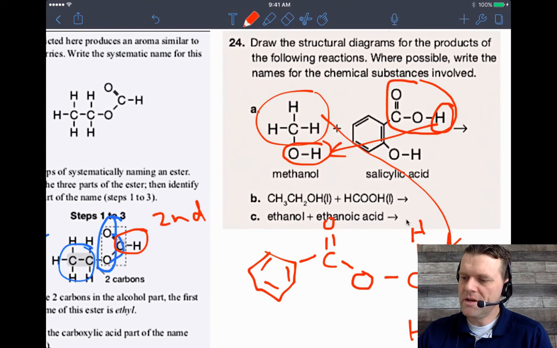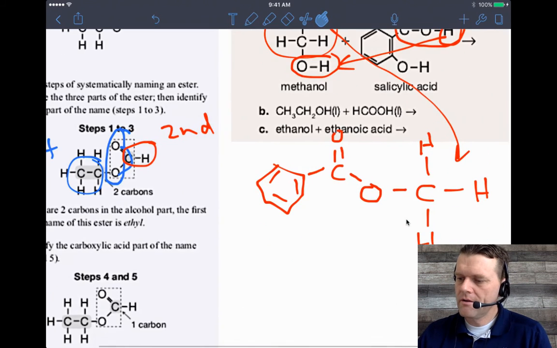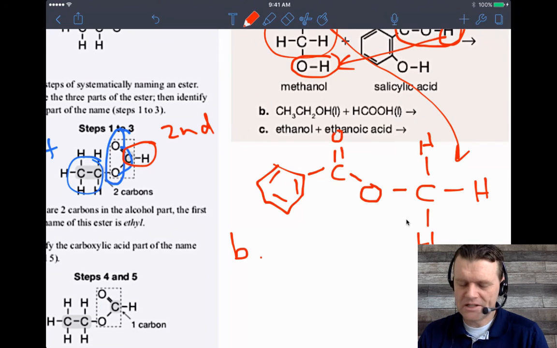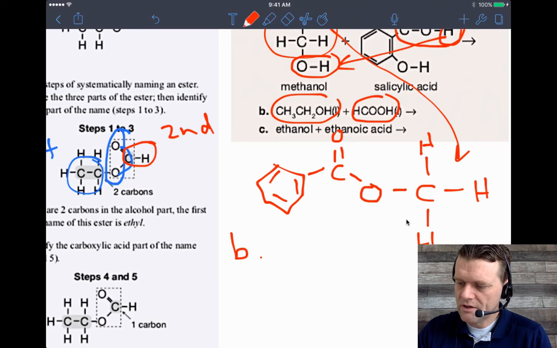Now, if we look at B, B shows 2 carbons, so that would be ethanol, the alcohol, and then it's 1 carbon for the carboxylic acid, so that would be methanoic acid. So this one's methanoic acid, and this one is ethanol.